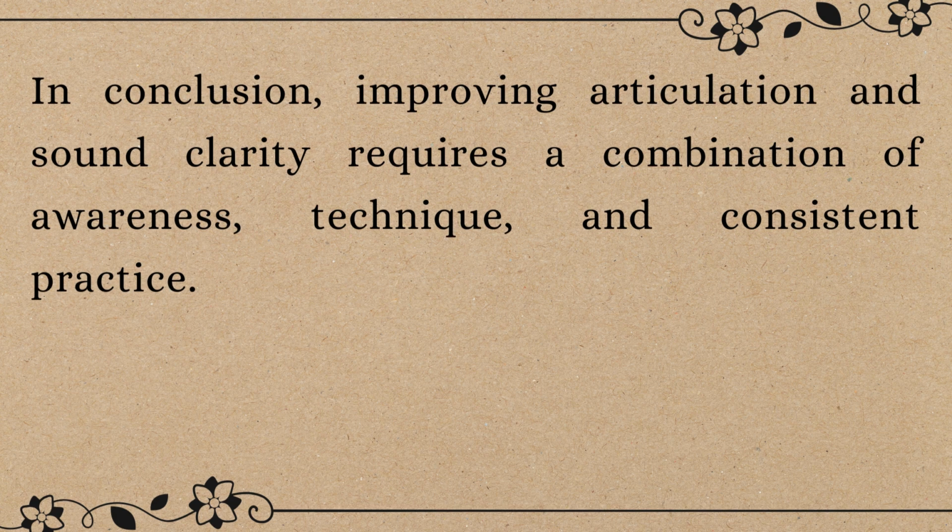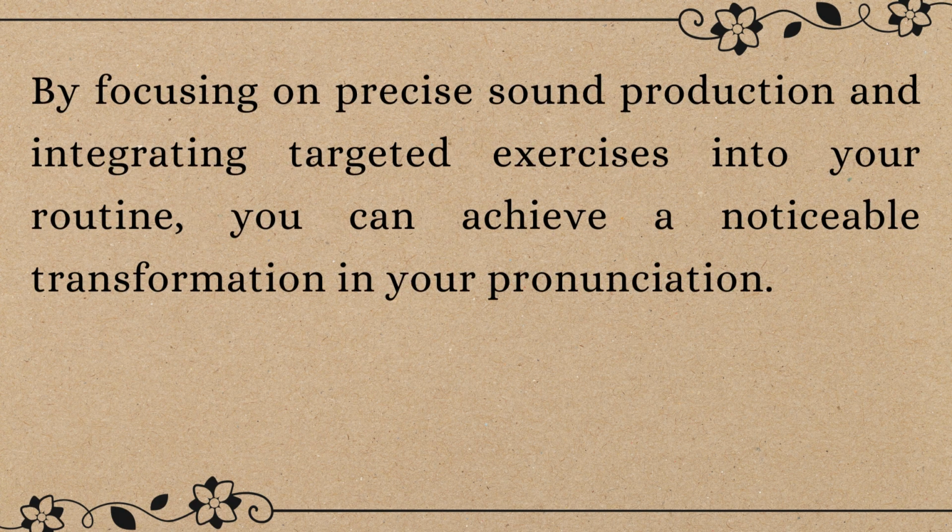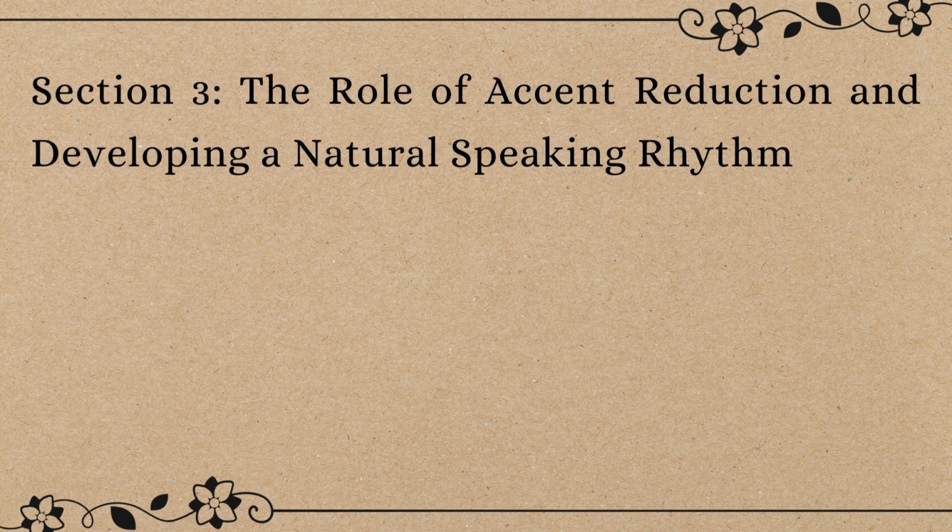In conclusion, improving articulation and sound clarity requires a combination of awareness, technique, and consistent practice. By focusing on precise sound production and integrating targeted exercises into your routine, you can achieve a noticeable transformation in your pronunciation. Section 3. The role of accent reduction and developing a natural speaking rhythm.